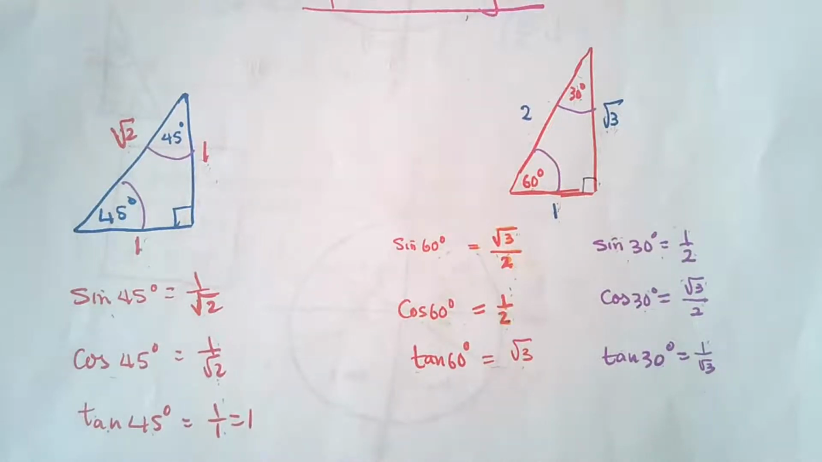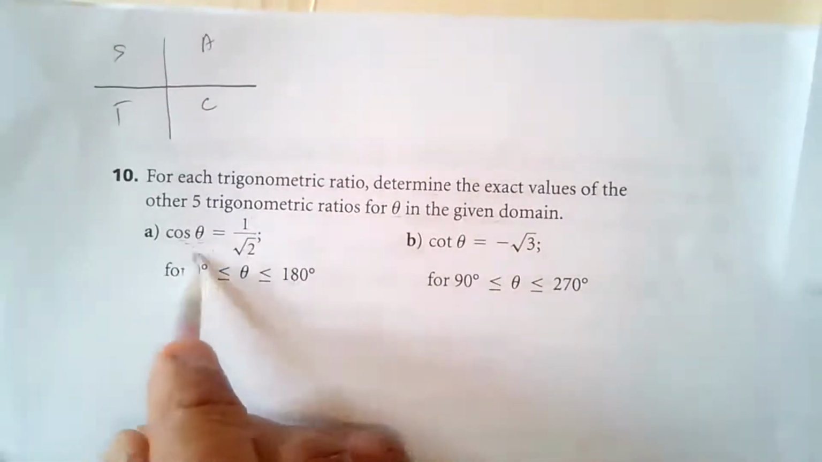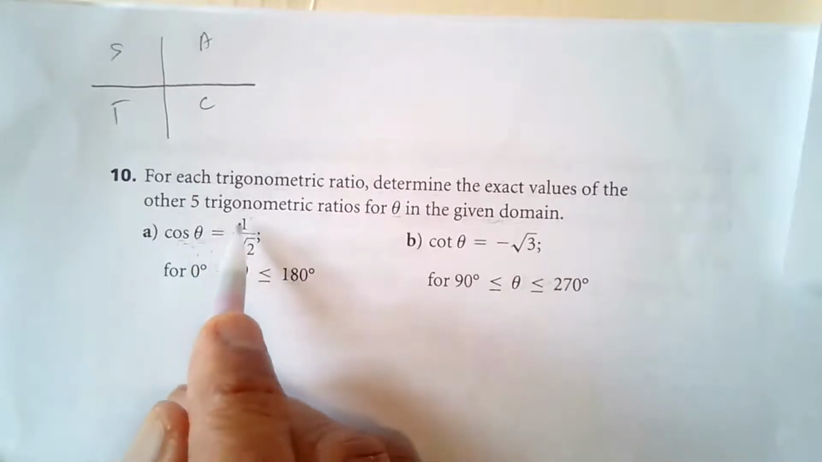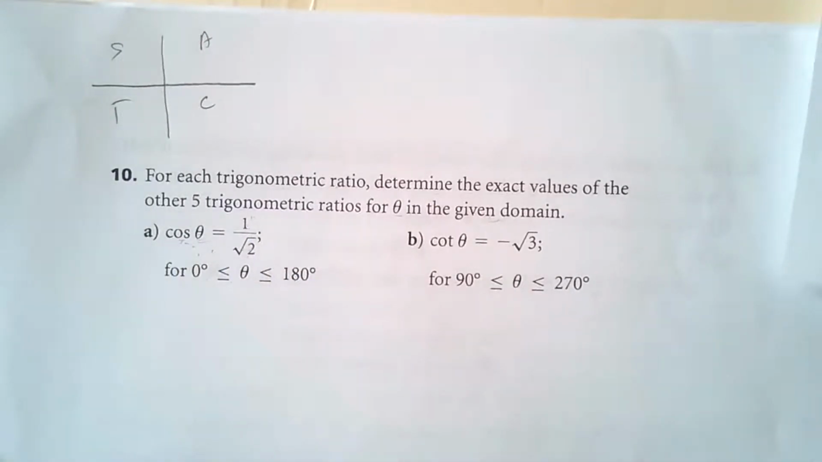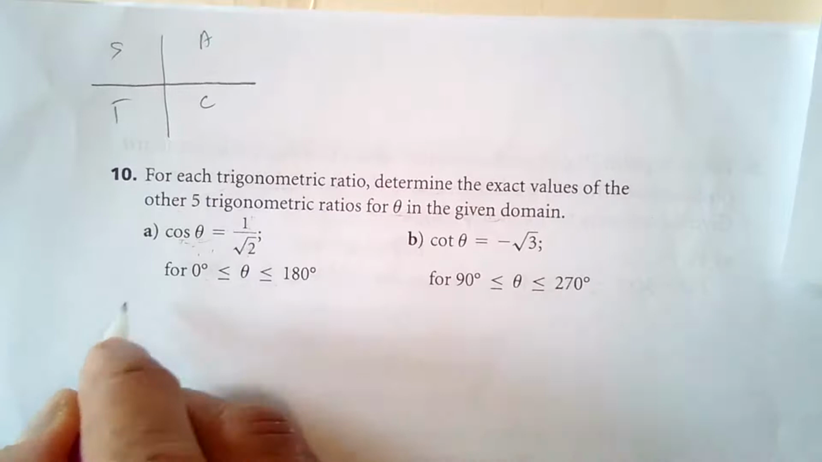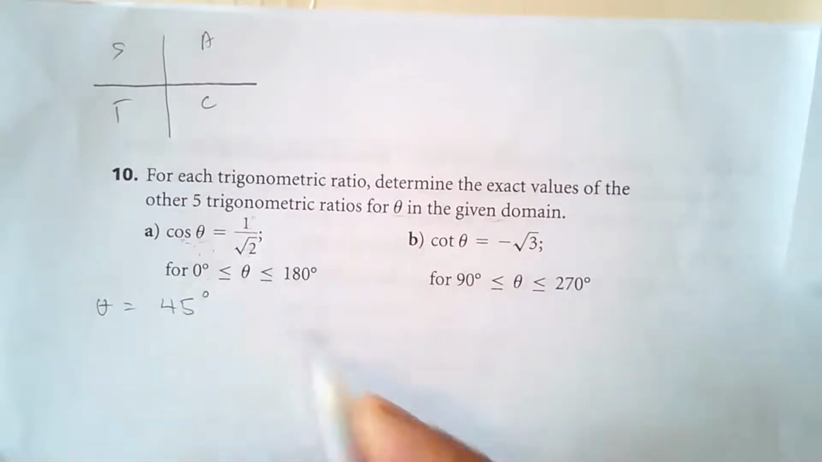So we need a reference triangle for this question here. So we can say cos theta equals 1/2. So cos 45 degrees, right? So for the given domain, theta is equal to 45 degrees.